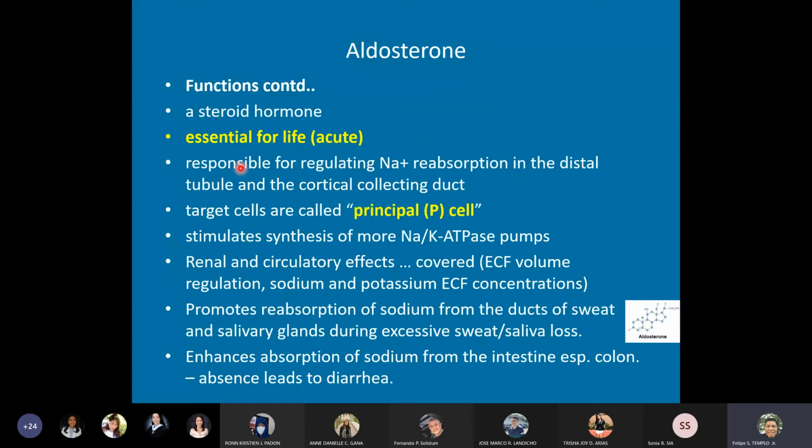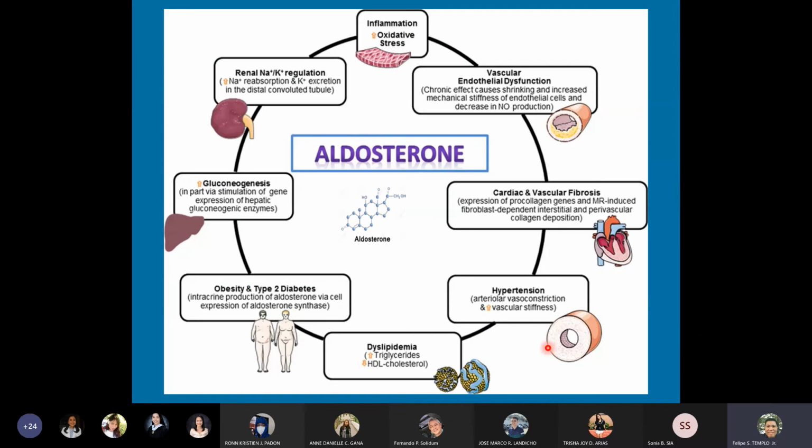Maybe I'll just mention a bit. So essential for life, acute. Again, this is from your adrenal cortex. So essential for life. To some extent, they're also part of your fluid regulation in your intestine, or your sodium control in your intestine, colon, and saliva, sweat gland.